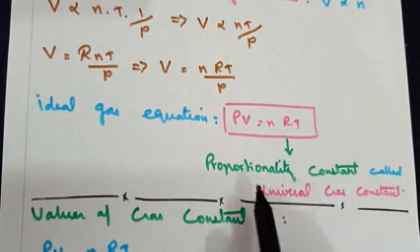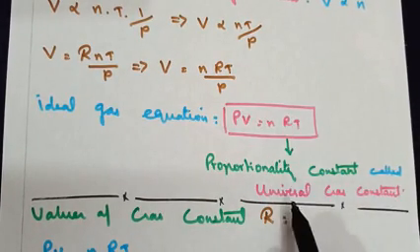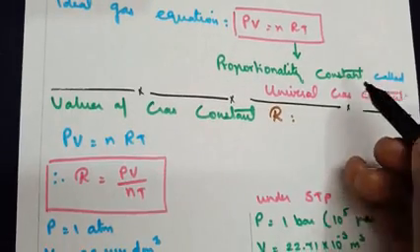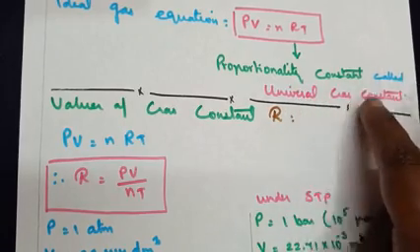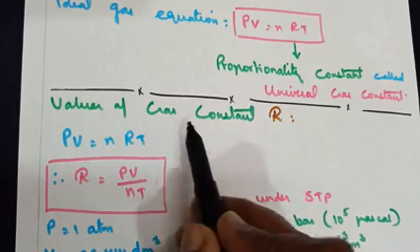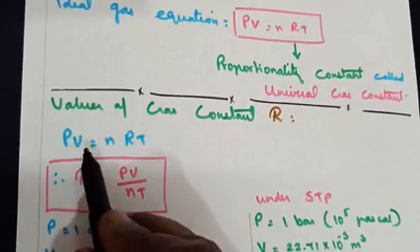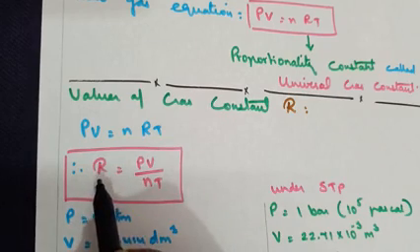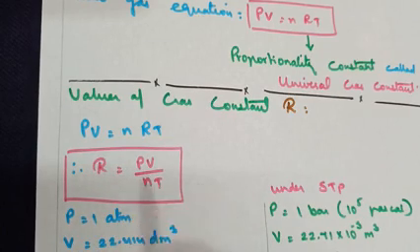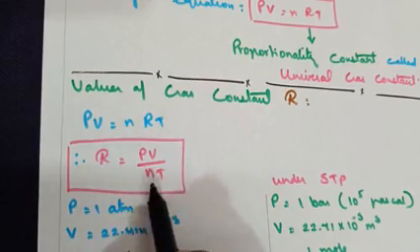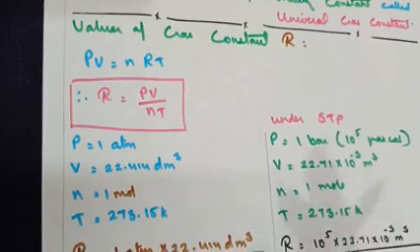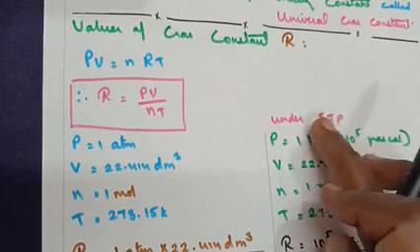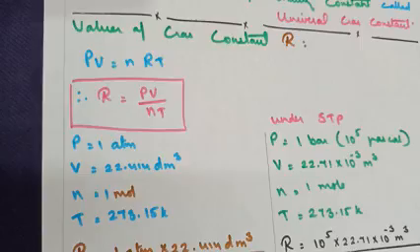So here again, R is called a proportionality constant or the universal gas constant. One and the same they are. Moving back to understand the meaning of universal gas constant. The value of gas constant R can be derived from the PV is equal to nRT ideal gas equation. That is, R is equal to PV by nT. Rearranging the formula, I have got it here. Now there are two conditions. Under normal conditions, what will be the value of R? And under standard temperature and pressure, what will be the value of R?